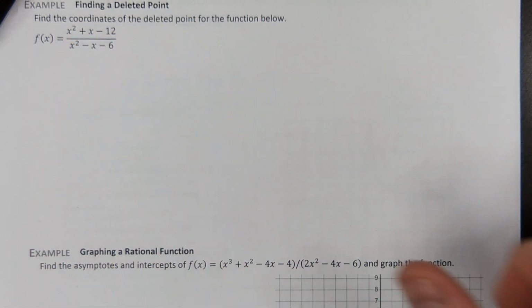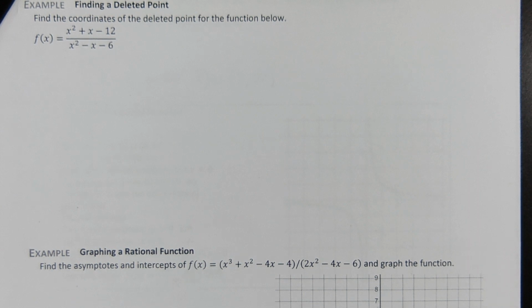This question doesn't even have you graphing. This question just says, hey, what are the coordinates of the deleted point? Where is the hole in the graph? What is the x comma y of that hole in the graph? Okay? So how do we do that? Well, first, we factor everything so we can literally see what values for x are not allowed. Because a hole in the graph is always an x value that's not allowed. That's why it's a hole in the graph.